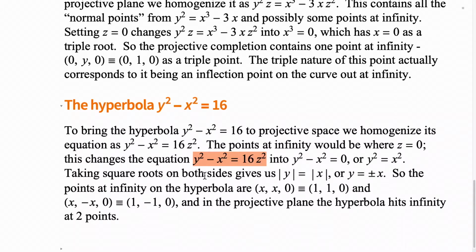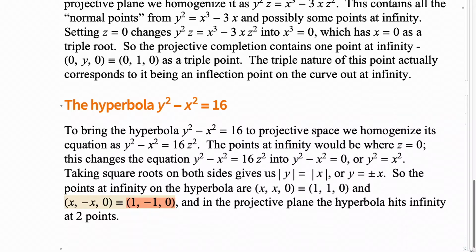Taking square roots on both sides gives us the absolute value of y is the same as the absolute value of x, or if you like, y is plus or minus x. So the points at infinity for this hyperbola are going to be of the form x, x, 0, which if you scale it down by a factor of x gives you 1, 1, 0. And taking the minus sign, that gets you x, minus x, 0, which scales down to the point 1, minus 1, 0. And in the projective plane, the hyperbola hits infinity at exactly 2 points.